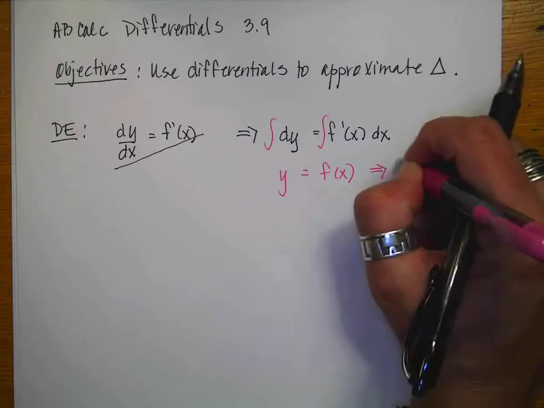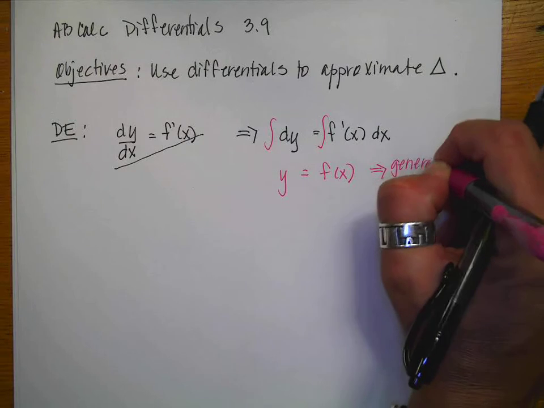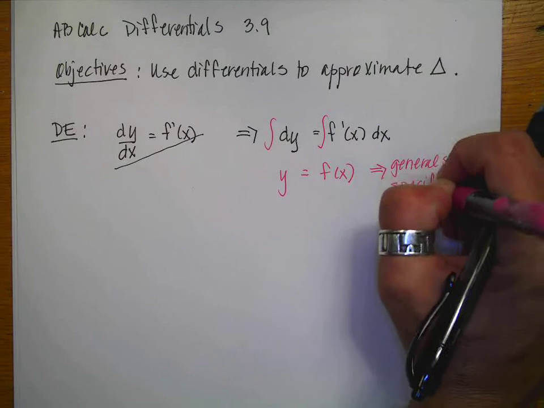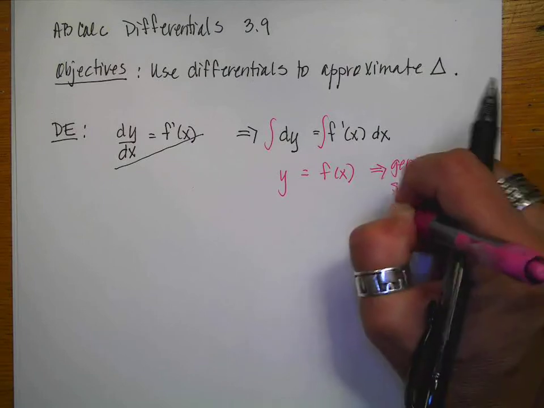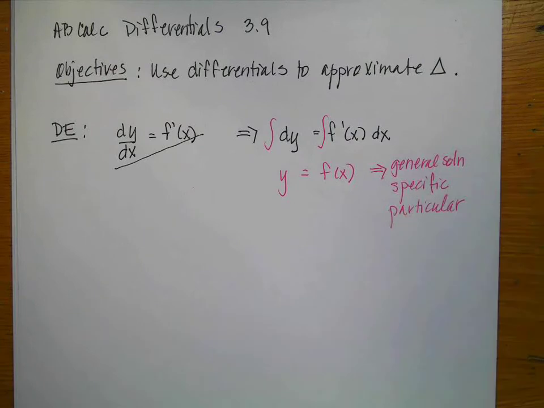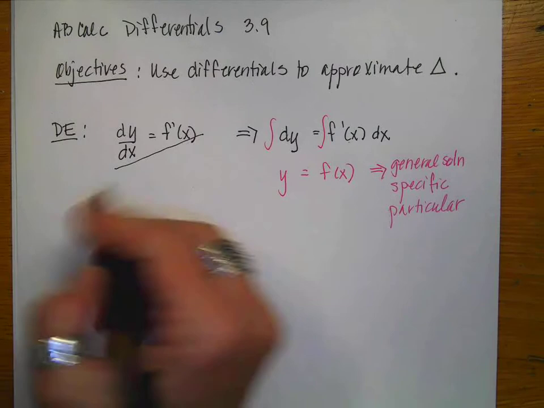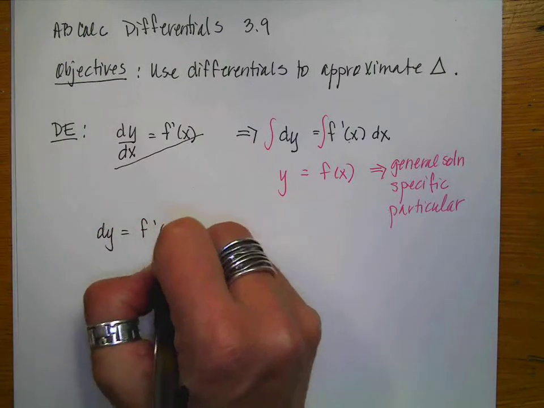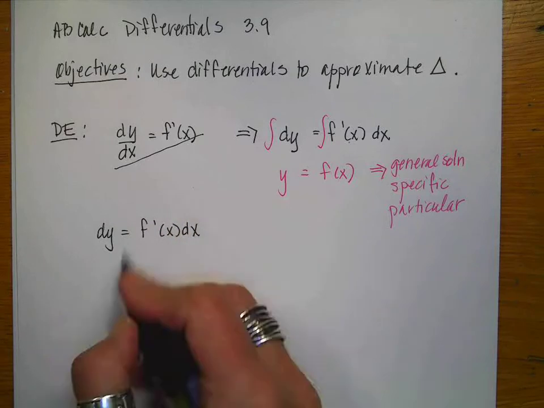We could either get a general solution or a specific one, and I think that's not the right word. I think the book uses a particular solution. Okay, so you can get one of the two types of solutions. But if we go back to here, we get dy is equal to f prime of x dx.